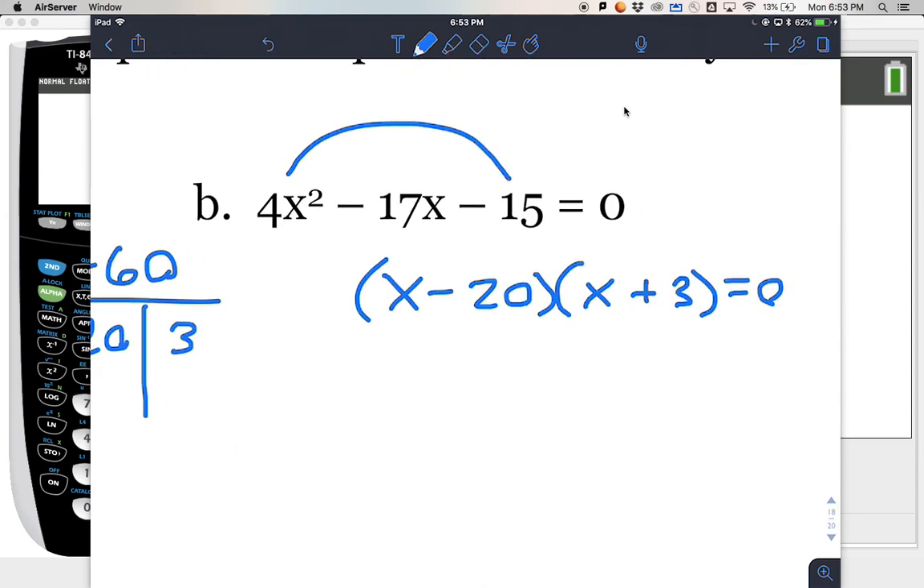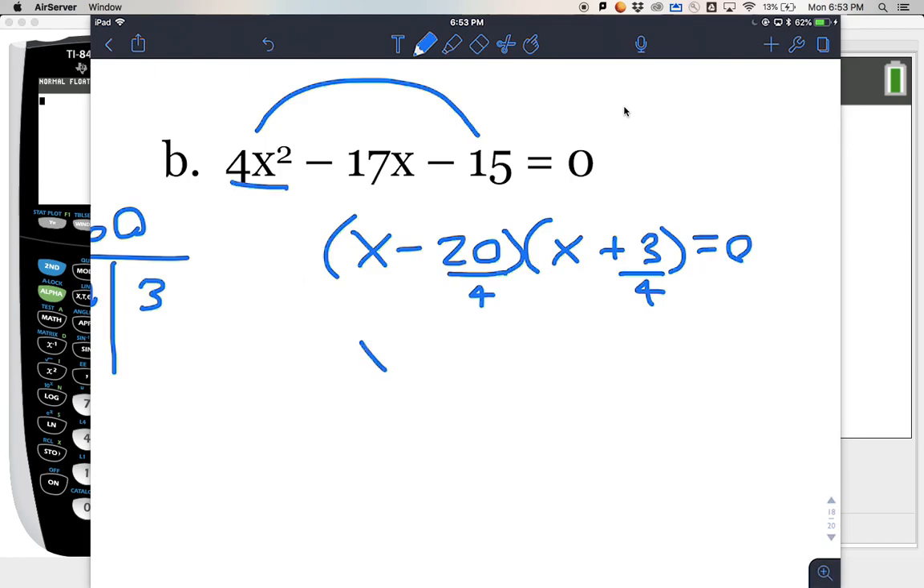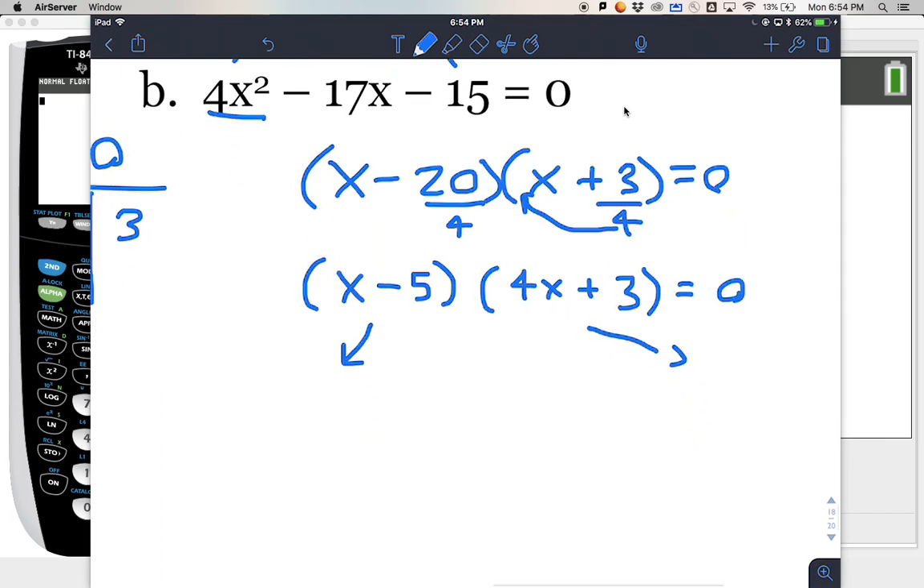Now remember, we still got to do divide and slide here because x times x is not 4x squared. And we go back and divide by the a coefficient. That's going to be 4. Okay. X minus 20, we can rewrite that as x minus 5. And then you're going to slide that 4, the 4 out in front, onto the x. That'll be 4x plus 3 equals 0. And then you split it up and solve your individual equations. Either x minus 5 equals 0, or the 4x plus 3 equals 0.